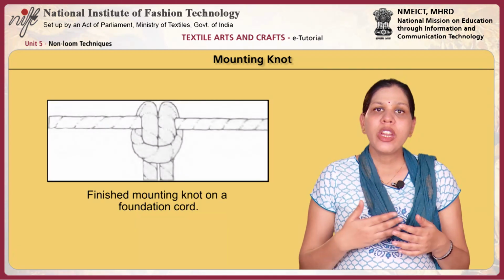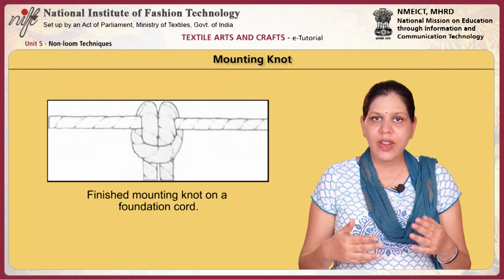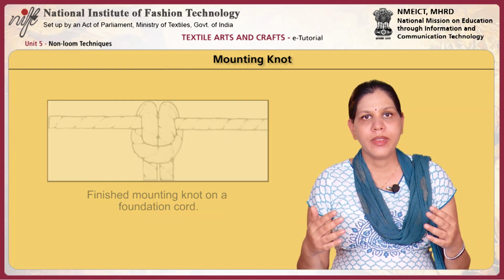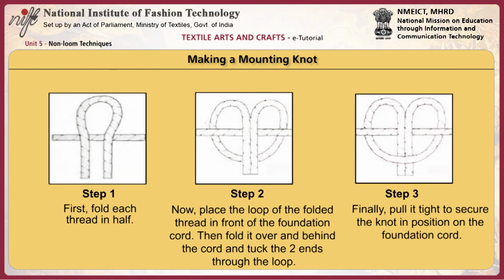The macrame mounting knot, also known as lark's head knot, is used to position the working threads onto the foundation cord. Follow these steps to make a mounting knot. First, fold each thread in half. Next, place the loop of the folded thread in front of the foundation cord. Then fold it over and behind the cord and tuck the 2 ends through the loop. Finally, pull it tight to secure the knot in position on the foundation cord.